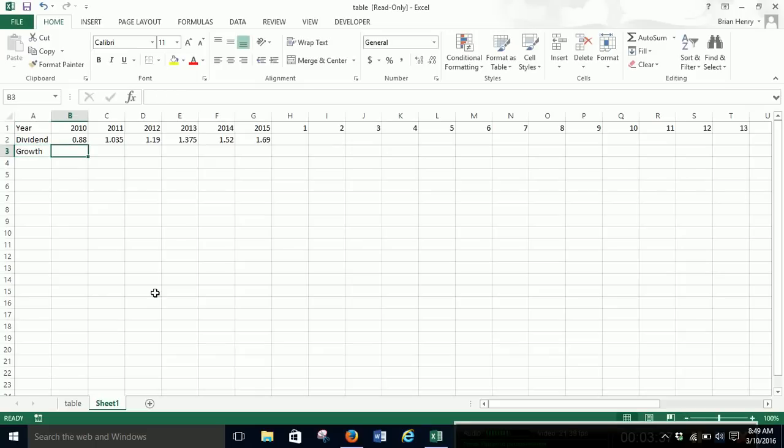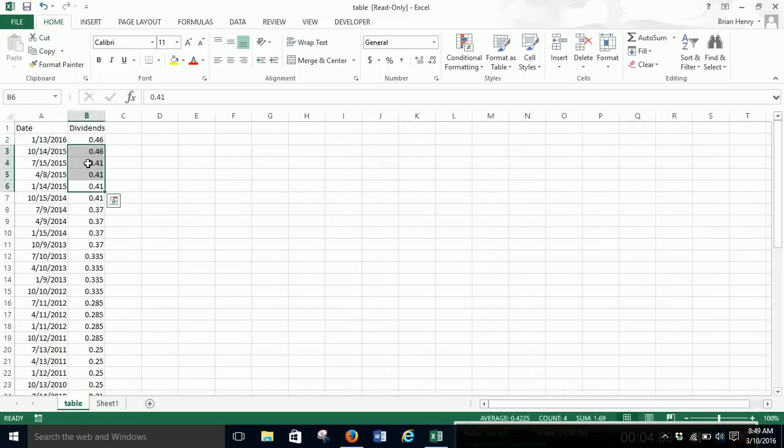Growth. So I'm going to use these. If I take 2011 divided by 2010 minus 1, it's going to give me the growth rate percentage. So it grew 18% in that year. Then 17, 15, 10.5 and 11. So that's going to be one of the ways we guess what the growth rate is. We know they've already paid one, and we can expect the first three dividend payments of 2016 to be 46 cents.